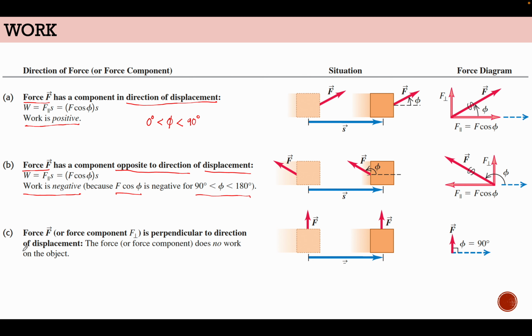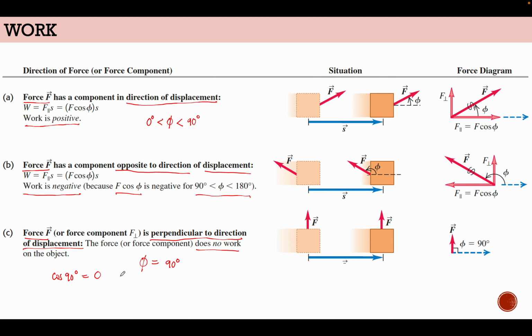And then for letter C, we have here our force F is perpendicular to the direction of the displacement. So it means the force does no work on the object. So again, since our angle phi is equal to 90 degrees, the cosine of 90 degrees is equal to 0.